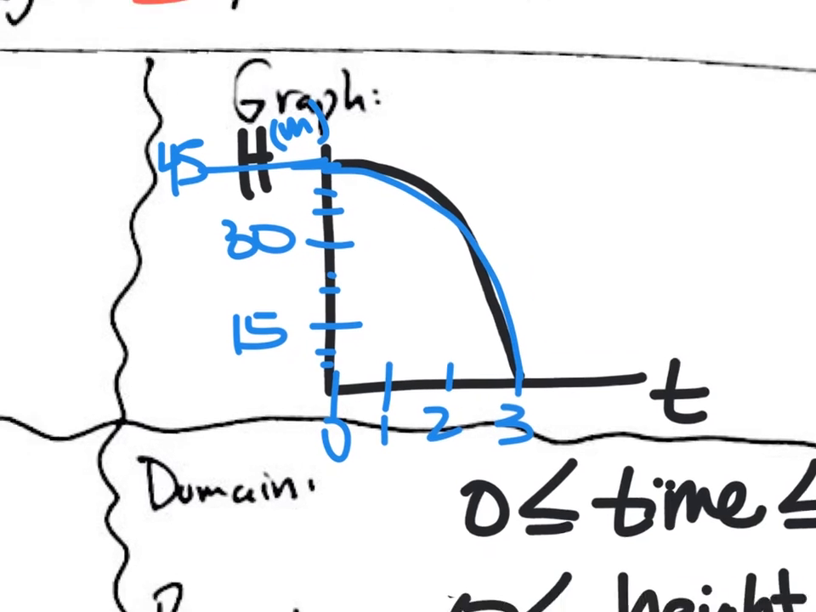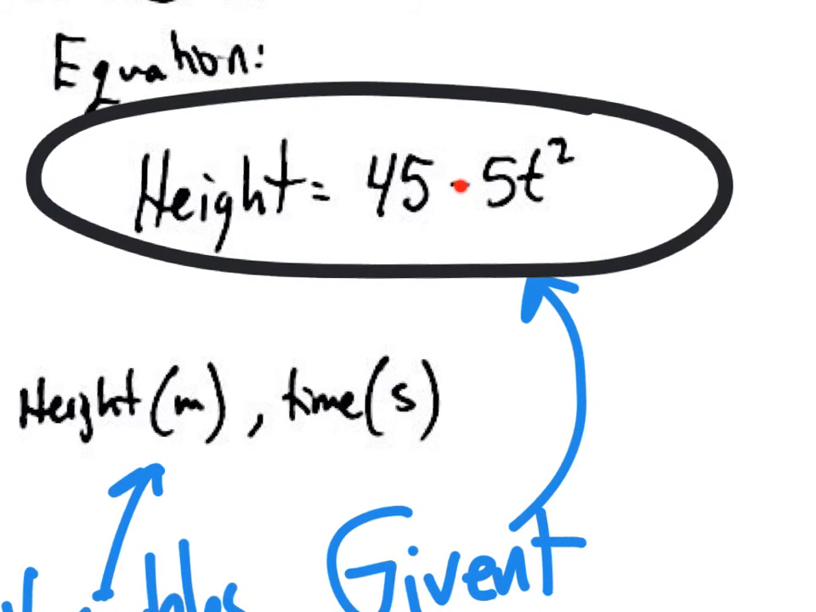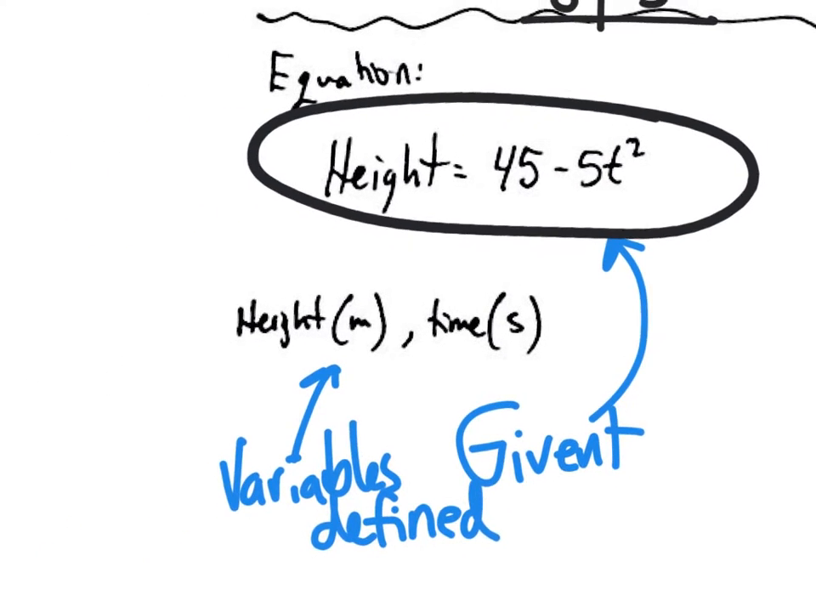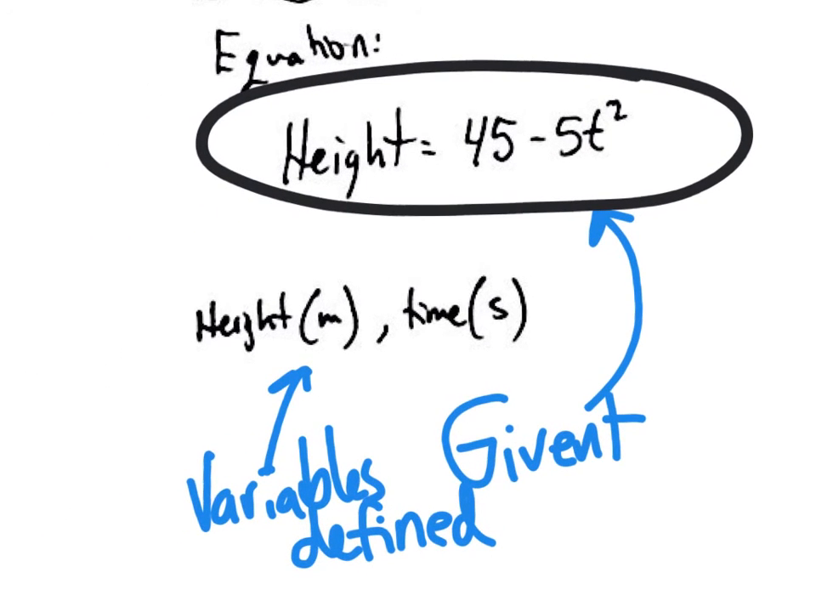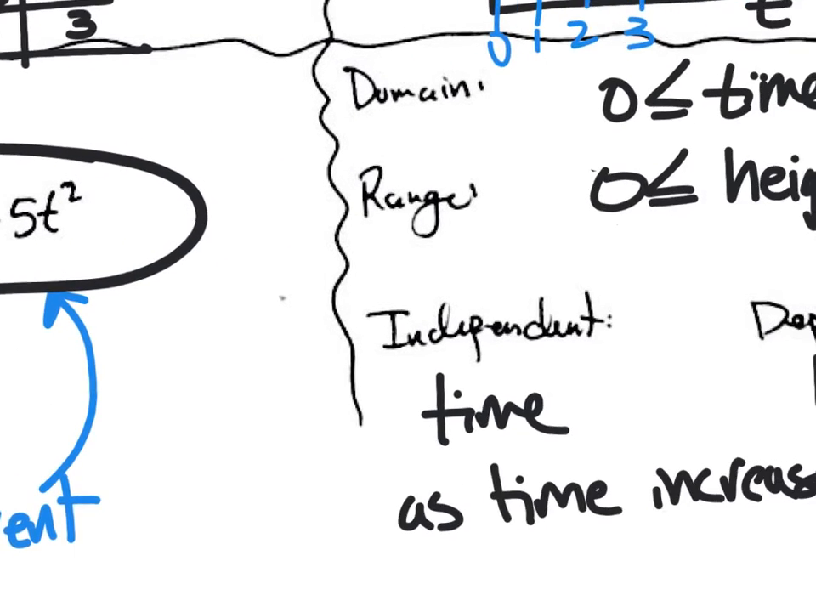If we look at the equation, downward-facing parabola, right, we have a negative coefficient in front of the t-squared. All right, and height and time. Notice how the variables are defined here. Height in meters, time in seconds. That's good. Given plus, given.